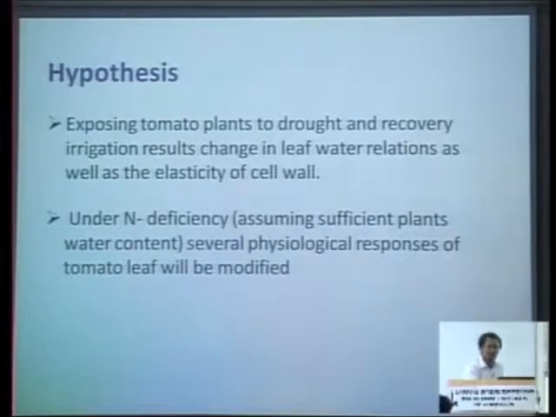Having this introduction, we hypothesize that exposing tomato plants to drought and recovery irrigation results in changes in water relations as well as the elastic modulus of the cell wall. And again, under nitrogen deficiency, assuming the full amount of water is applied to the plant, several physiological parameters, especially those related to leaf-plant water relations, can be modified.